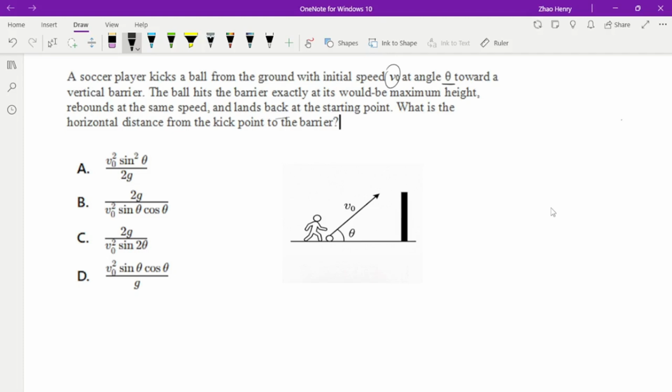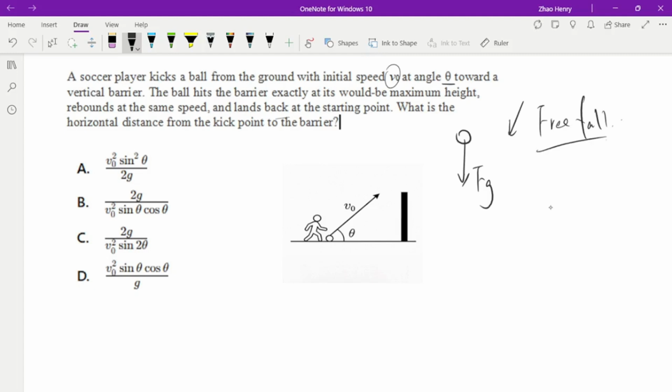So this is a very typical kinematic question. For this type of question, we have to figure out what type of motion the ball is doing. First, let's draw a free body diagram. This is a ball. The only force that acts on it is gravitational force, which means it is doing free fall.